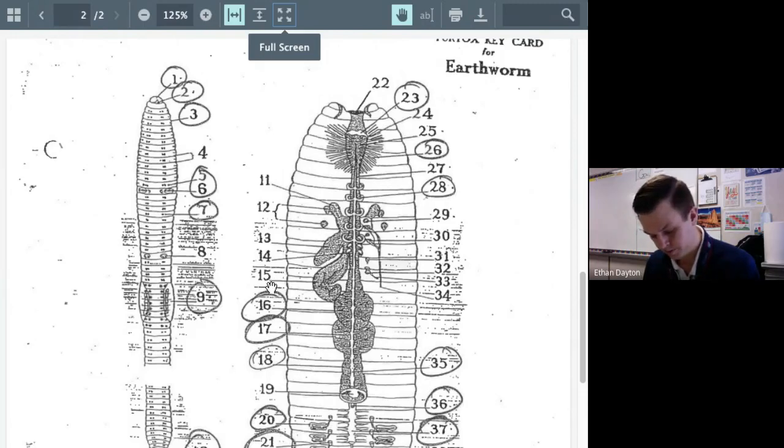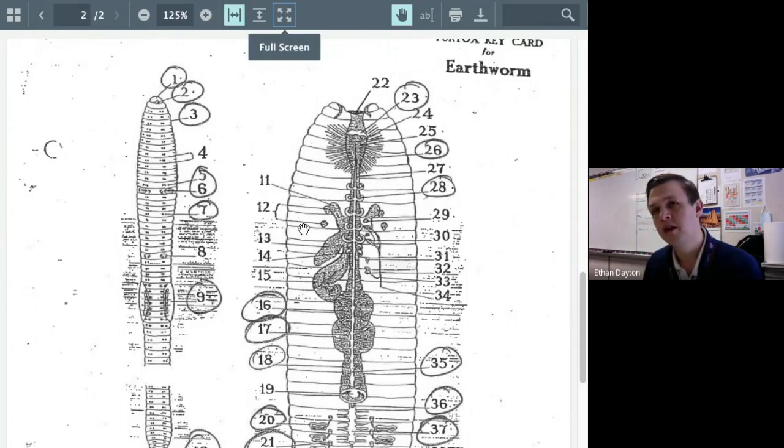Number 11, number 12, number 13, number 15. 11, 12, 13, and 15 are all reproductive organs of the earthworm, okay? Whether those be seminal vesicles or seminal receptacles. Number 12 is seminal receptacles. 11, 13, and 15 are seminal vesicles.